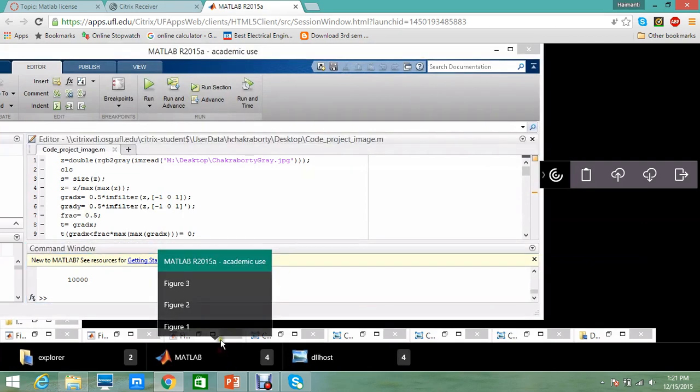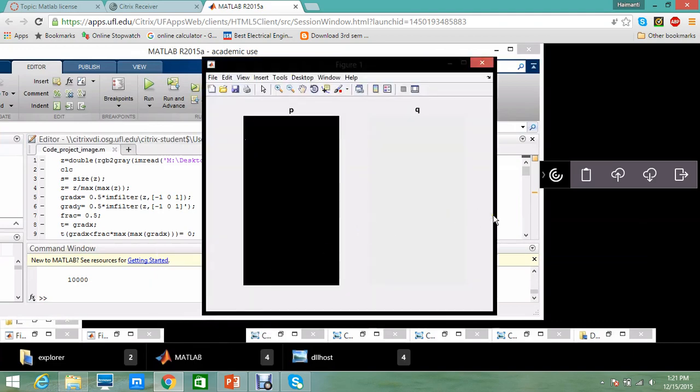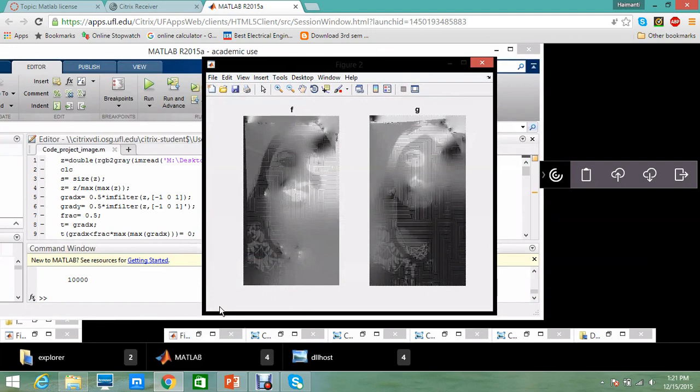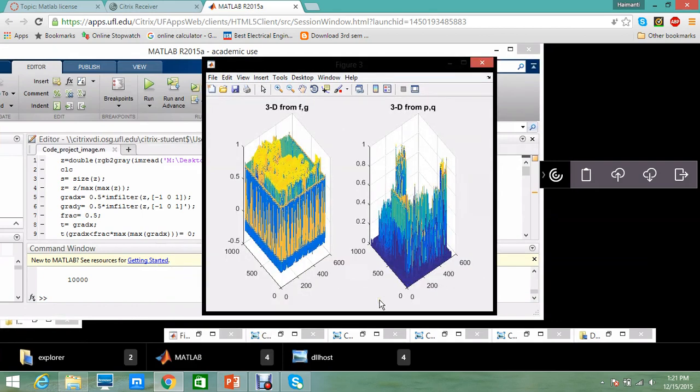So the outputs as obtained: this was the P and Q parameters obtained after running the simulation. Then we have the F and G parameters also obtained after simulation. Then finally, we have the output plot for the 3D reconstruction from the 2D shading image. The first plot is the 3D reconstruction from the FG parameter information, and the second is the 3D reconstruction from the PQ parameter information. In a similar manner, the results for the first input, that is, the spherical structure, were also obtained. I am not showing them again due to lack of time.